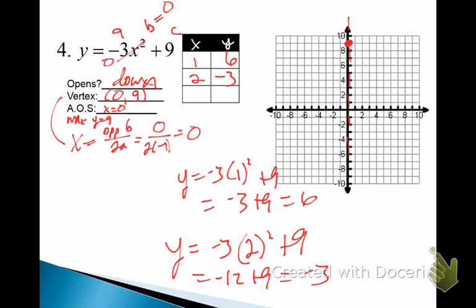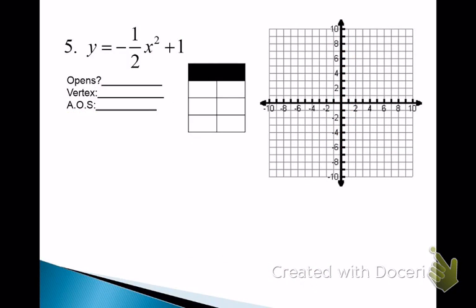And so we got some more points to plot. (1, 6) is here. (2, -3) is all the way down here. And we're going to mirror image these guys, and then make your parabola, make your U. Okay? Make sense? All right? Try 5 and see what you come up with.